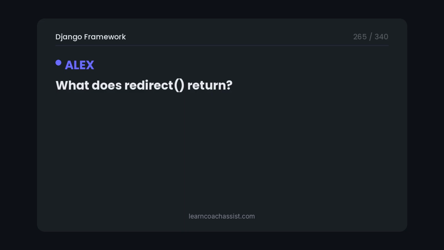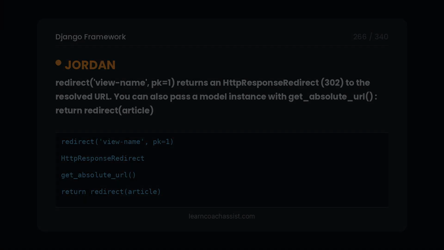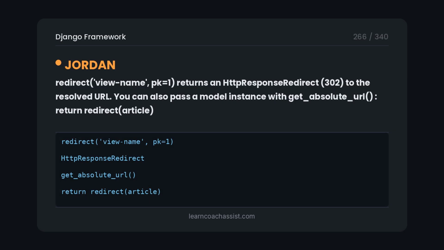What does redirect return? redirect('view_name', pk=1) returns an HttpResponseRedirect, 302, to the resolved URL. You can also pass a model instance with get_absolute_url: return redirect(article).